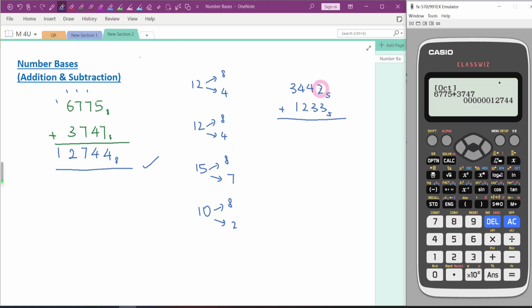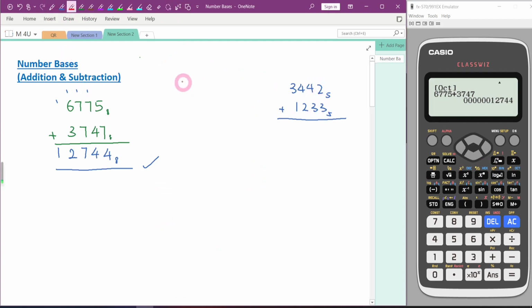Now 2 plus 3 is equal to 5, right? But this is base 5, so we cannot write 5. This is 5 plus 0. We only write 0 over here, and we add 1 in front of it. Okay, so 4 plus 3 is equal to 7. 7 plus 1 is equal to 8. 8 is equal to 5 plus 3. Therefore, we only write 3. And the 5, we add 1 in front of it.